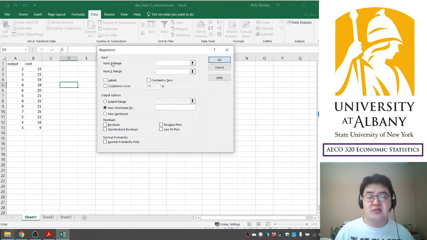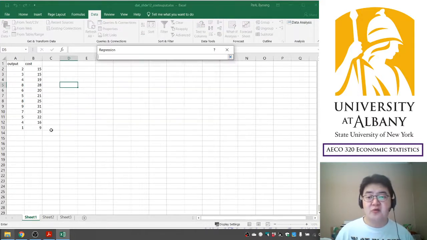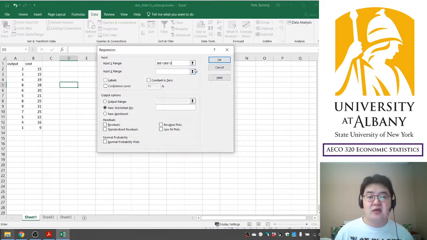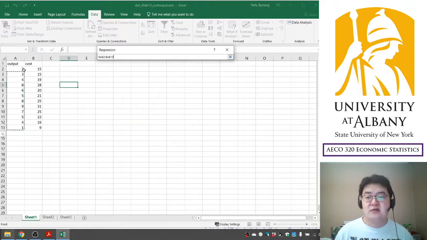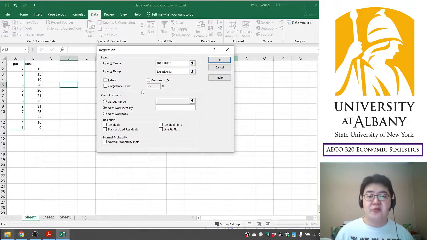Input y range. Y is the dependent variable. In our case, cost is the dependent variable, and x is output, on the right hand side, independent variable, and labels. The first row is label, and plots, residual line fit plots. Let me check it so that we can have a chart, a plot together with it. Then I'm going to click OK.